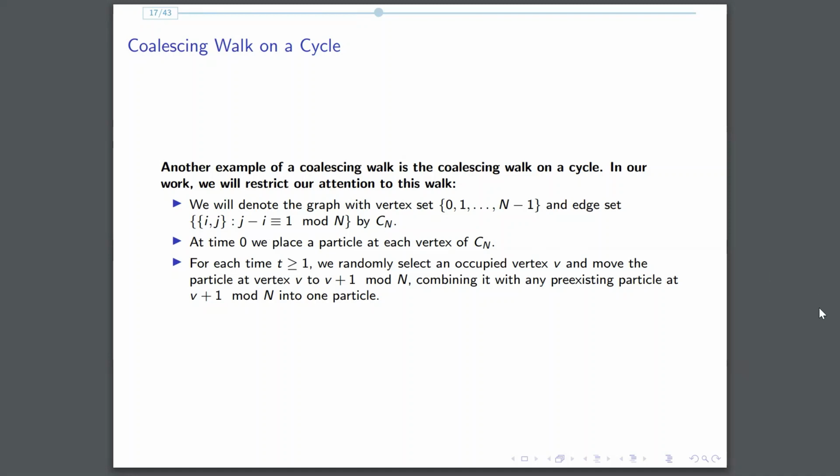Then at time 0, we place a particle at each vertex of C_n, and then at each time step t greater than or equal to 1, we'll randomly select an occupied vertex v and move the particle from vertex v to the vertex v plus 1 mod n, combining it with any pre-existing particle at v plus 1 mod n into a single particle.